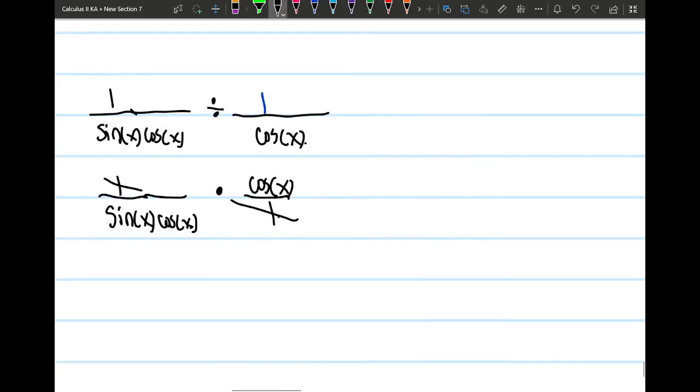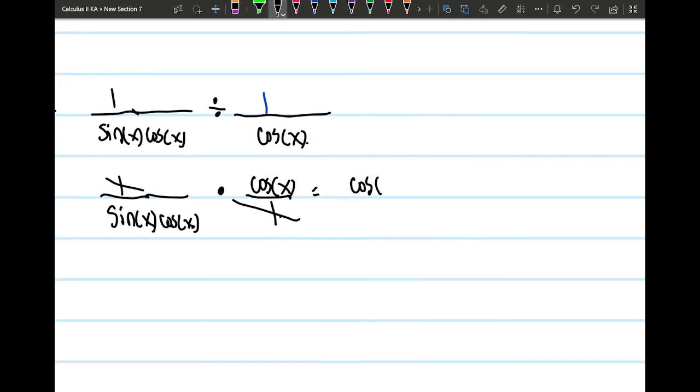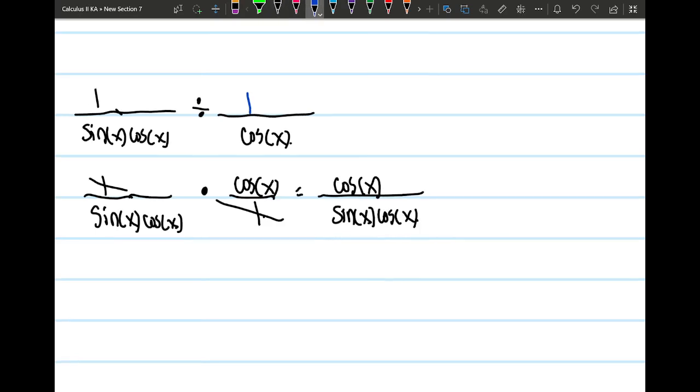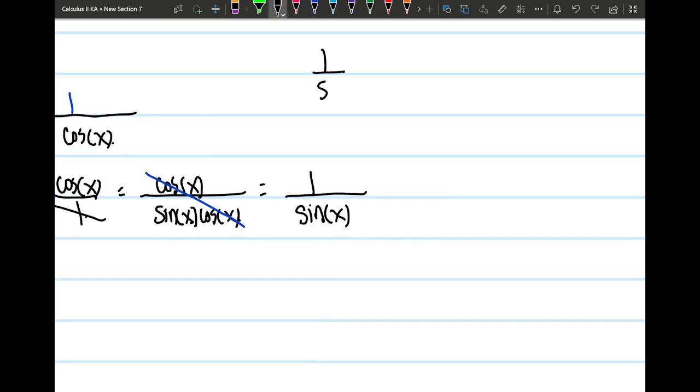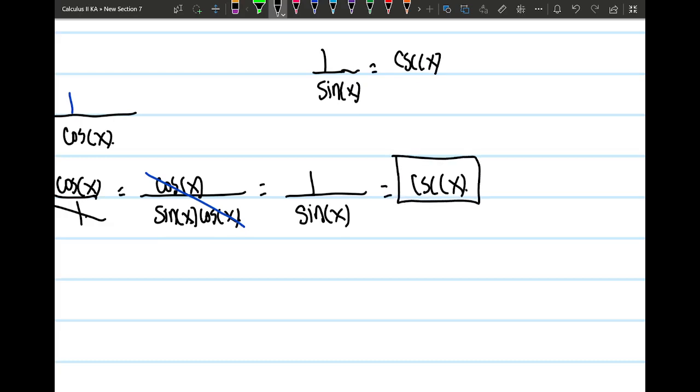This cancels out here. We end up getting cosine of x over sine x cosine x. And then lastly, we just cancel these two out, and we are left with 1 over sine of x. And 1 over sine of x, from the reciprocal functions, is equal to cosecant of x. So our answer can be written as cosecant of x, and this would be our final answer, guys.